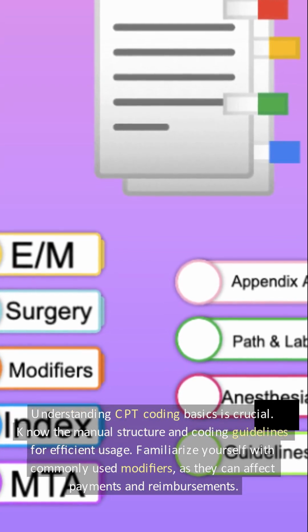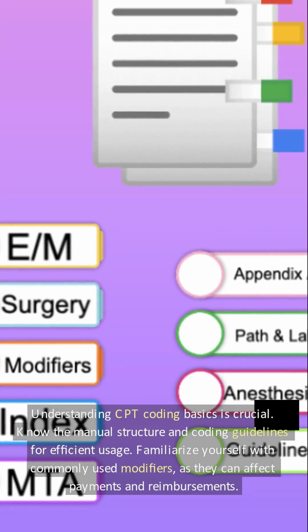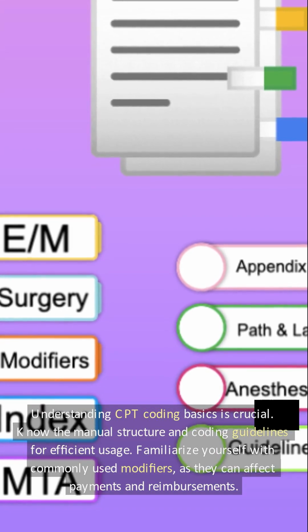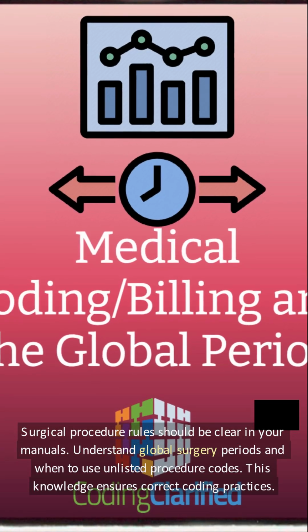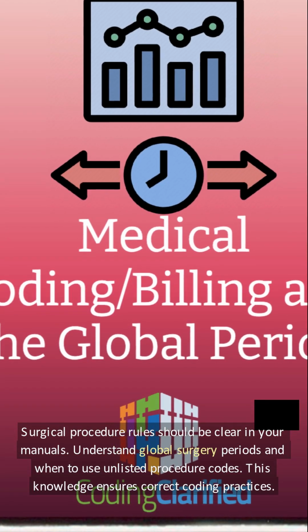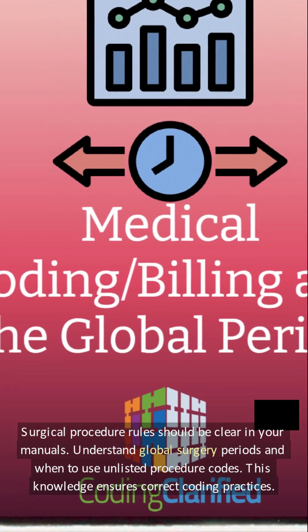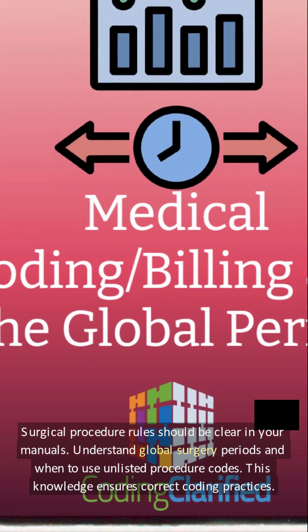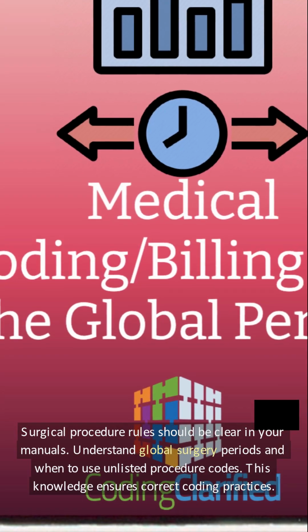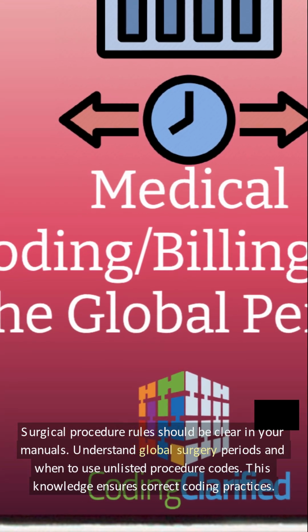Familiarize yourself with commonly used modifiers, as they can affect payments and reimbursements. Surgical procedure rules should be clear in your manuals. Understand global surgery periods and when to use unlisted procedure codes. This knowledge ensures correct coding practices.